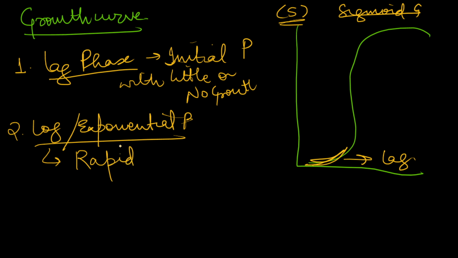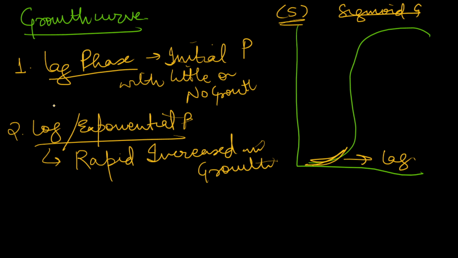Maximum cell division and elongation will be in this phase. If you see a seedling, just after germination the seedling grows very fast. So the exponential or log phase can be compared with the elongation phase. The elongation phase in statistical terms is known as the log phase.